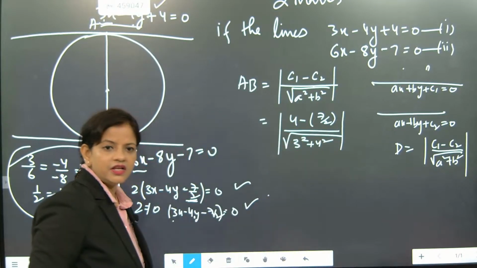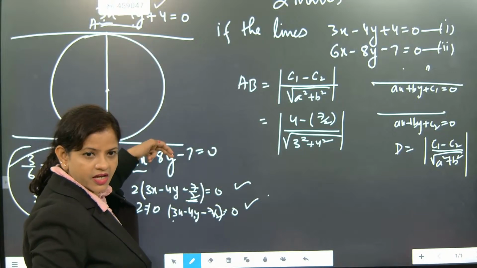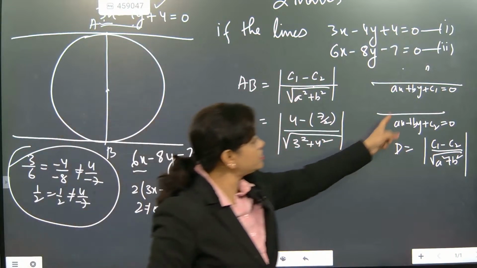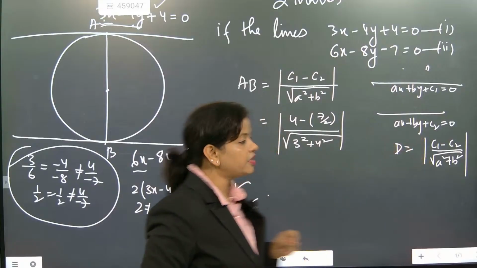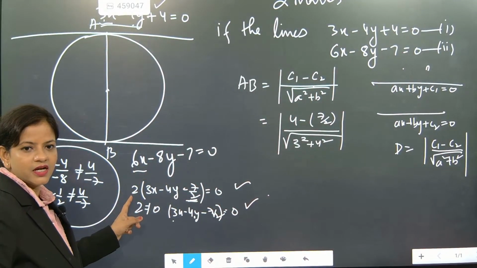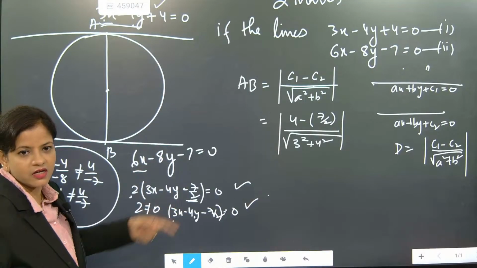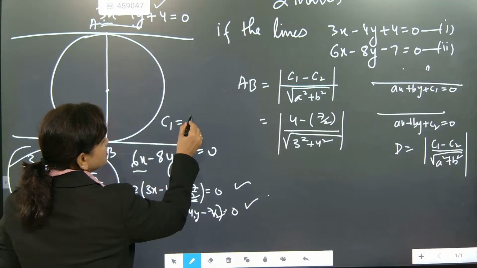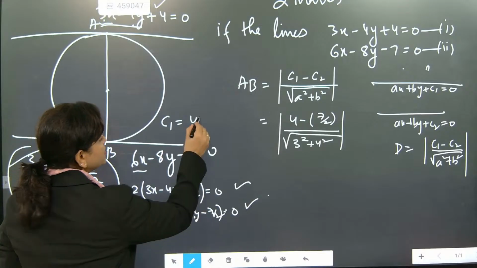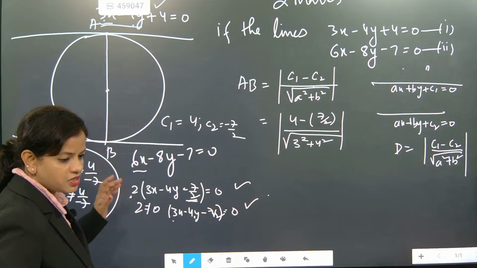Nishika, are you understanding or not? See, both lines are parallel, okay? So what should their coefficients be? They should be the same. Here the coefficients were not the same. So what did I do? I took out 2. Coefficients now they are the same. Now what is varying is the constant. What is C1 here, beta? C1 is 4. What is C2 here, Kavita? Minus 7 by 2. Then I used the distance formula.